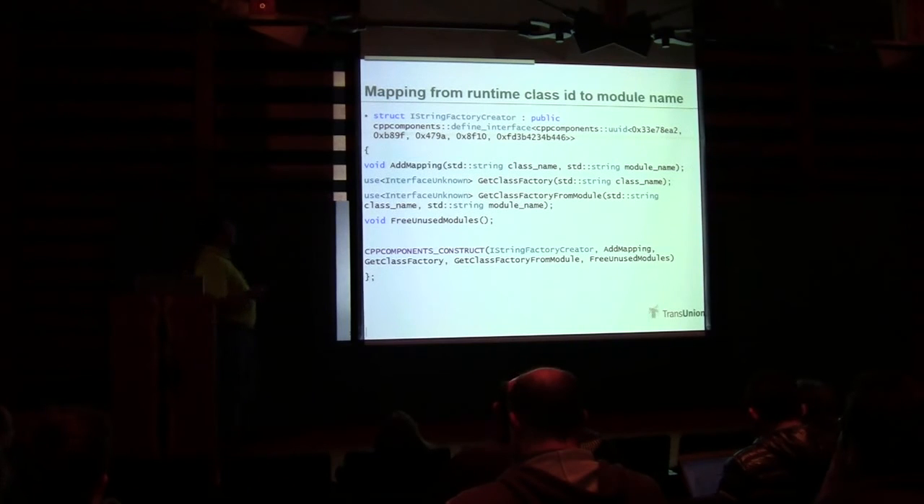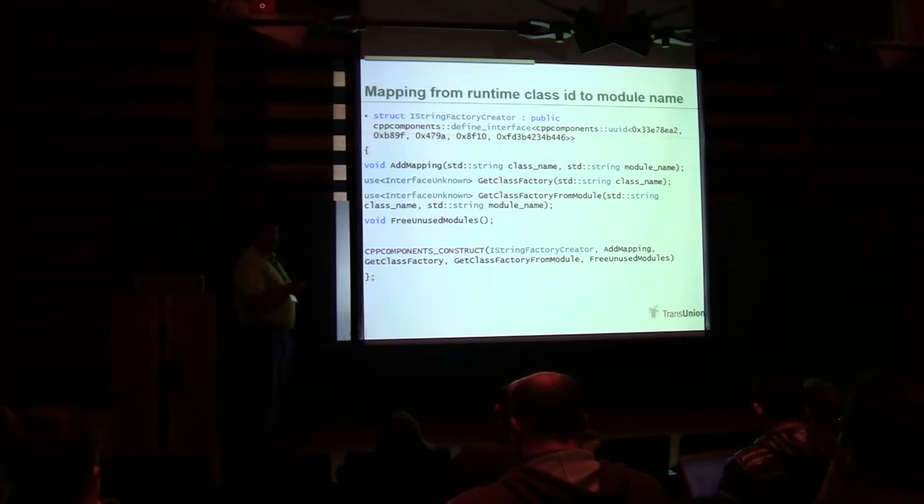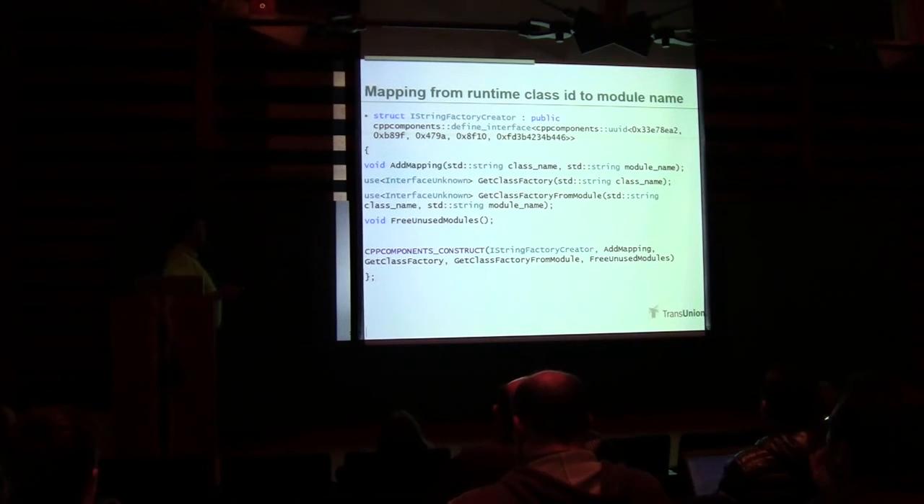So basically, we have this thing called IStringFactoryCreator, which may not be the greatest name. But anyway, this is the one that's like the master list of managing what modules get loaded and unloaded. So it has several of these functions. One is the add mapping, so you can map from a class name to a module name if you want to. Get class factory given a class name: it'll try to get the class factory. It'll get the class factory if you give it a module name and a class name. There's something called free unused modules. It'll look through those, ask them, hey, do you have any ref counts outstanding, and free those. And there's only one copy of this across all the DLLs plus the executable.